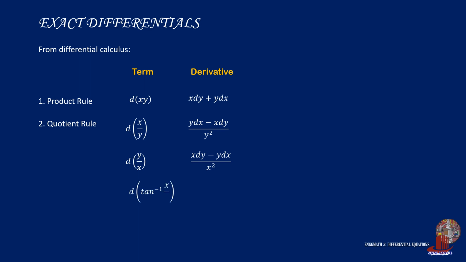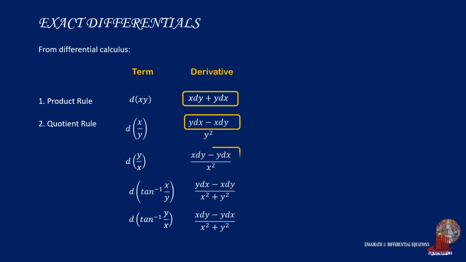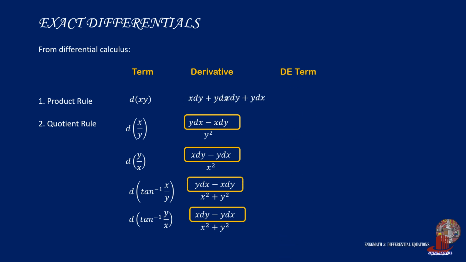Another common term from the quotient rule is the derivative of the arctangent of x all over y, which would be taken as y dx minus x dy all upon x squared plus y squared. The same procedure is observed when the variables are interchanged. From the expanded forms, notice something common, that is having the binomial x dy plus or minus y dx and other combinations. These are the exact terms to be inspected in the differential equations later.